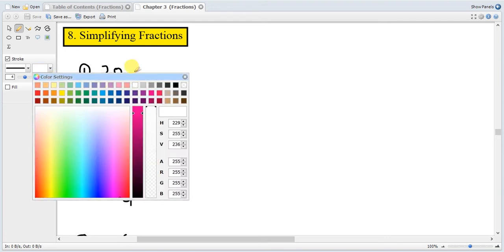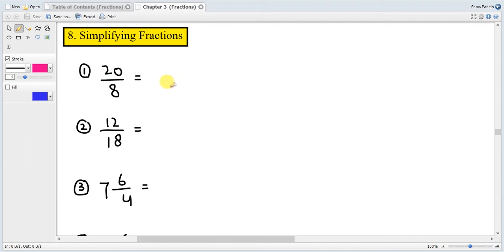So for simplifying fractions, the rule is simple: we have to choose any one times table in order to see whether both of these two numbers in a fraction come in that particular times table or not. So let's just start solving question number 1, which is 20 over 8. We have to simplify it.